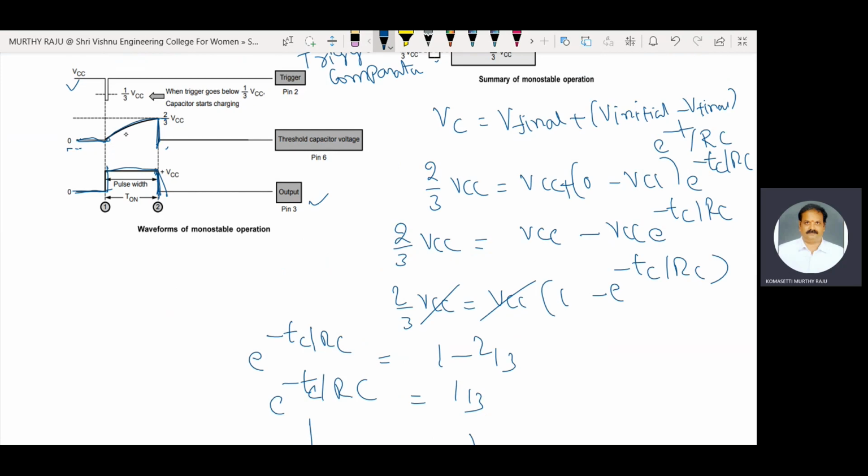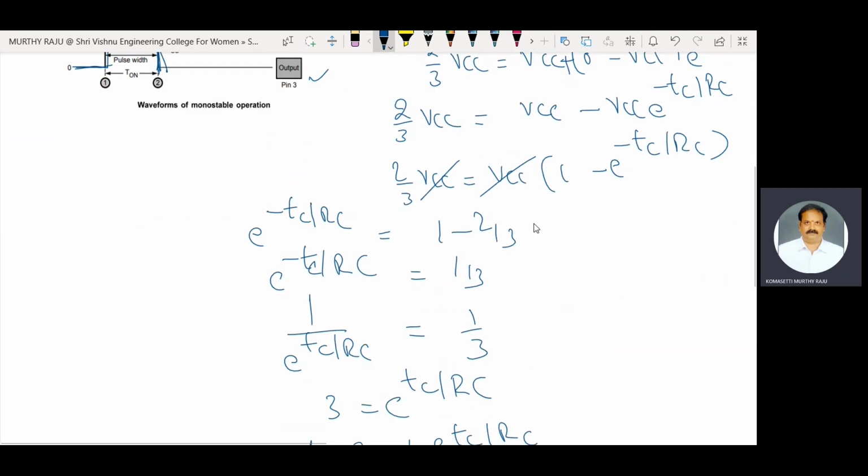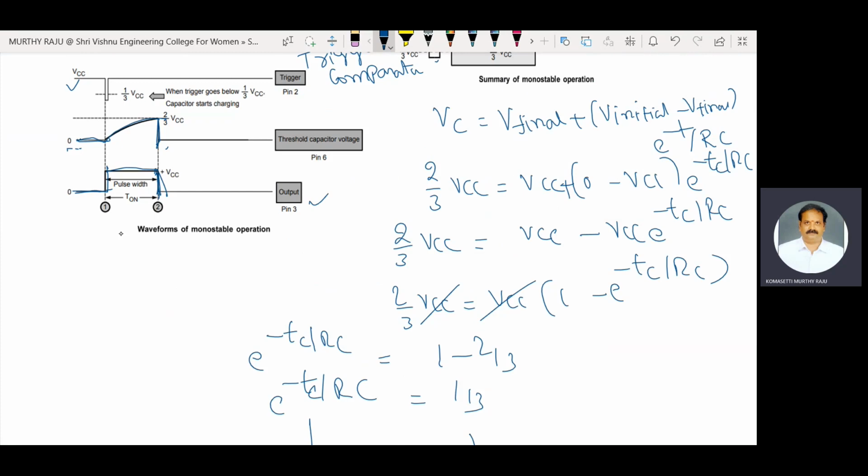TC, the charging time required for the capacitor to charge to 2/3 VCC, is equal to 1.1 RC. This TC is also called the width of the pulse. That value is 1.1 RC.